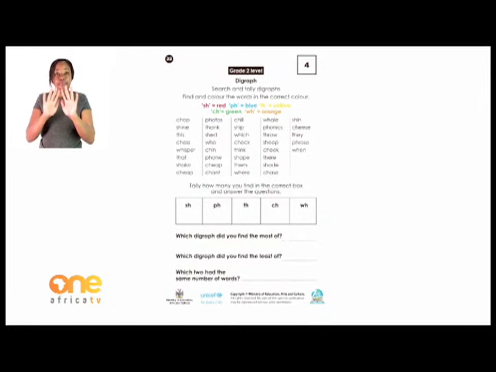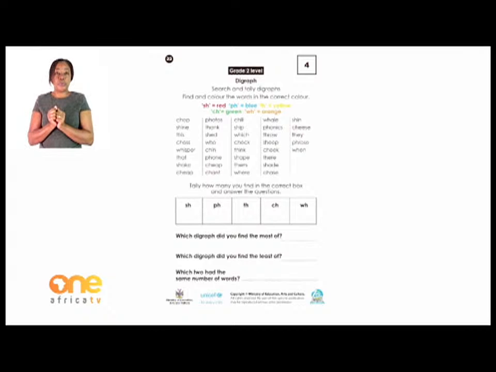We have the sh sound, which is the s and the h when they are together. We have the p and the h. When they are together, we say f. We have the t and the h. When they are together, we take out our tongue. We have a k for cat, and an h. When they are together, we say ch. We have a w and an h. We say wh.